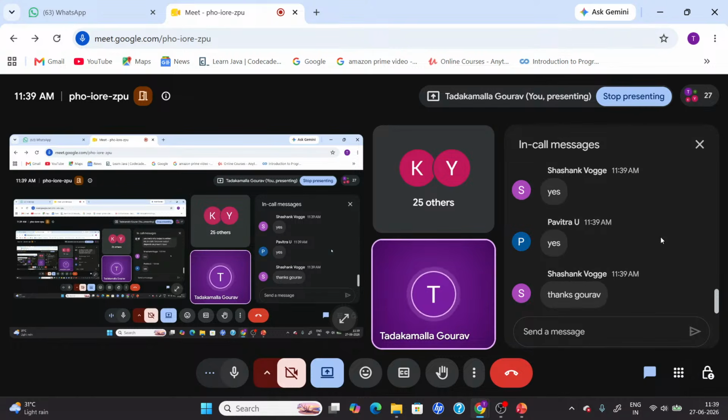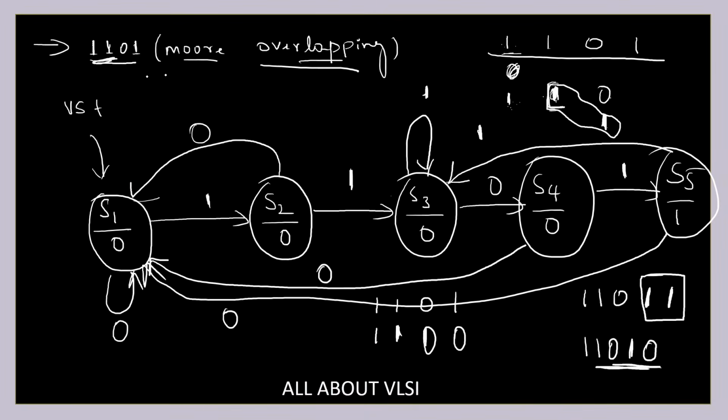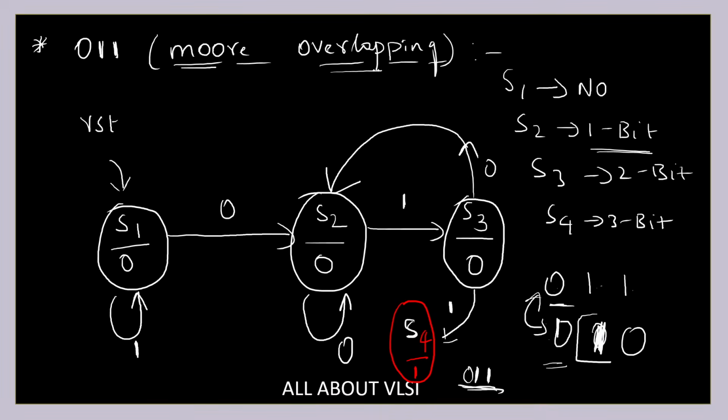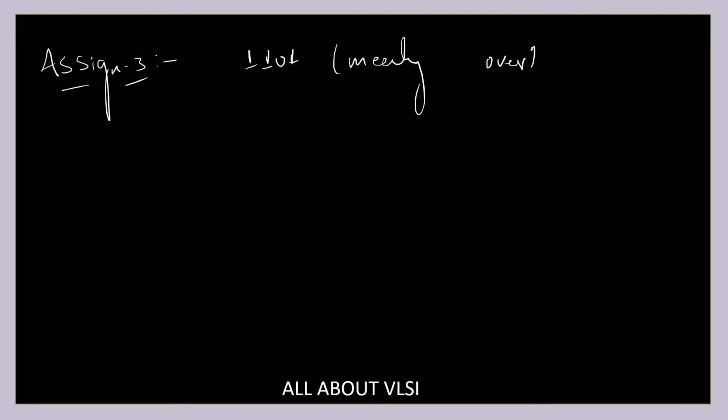Yes. Okay. Now, let's level up the problems. So what have we seen? 110 Moore overlapping and 011 Moore overlapping. This is what we have seen. So what you can try is, just take it as an assignment and give it a try. Give it a try to 1101 Mealy overlapping and non-overlapping. Things will be the same only. Same analysis and a bit easier compared to what we have discussed.